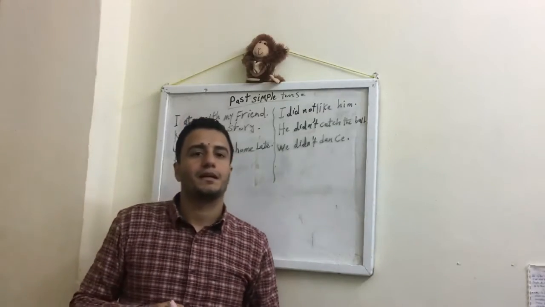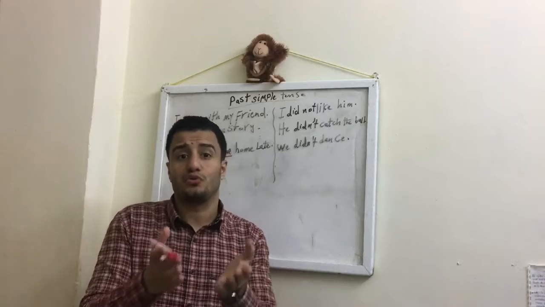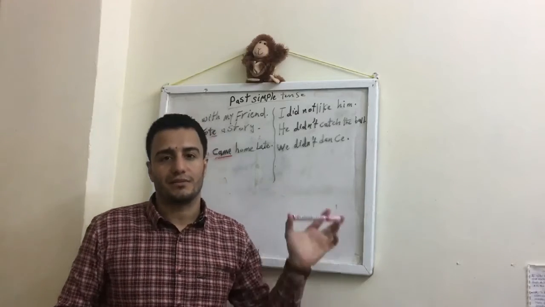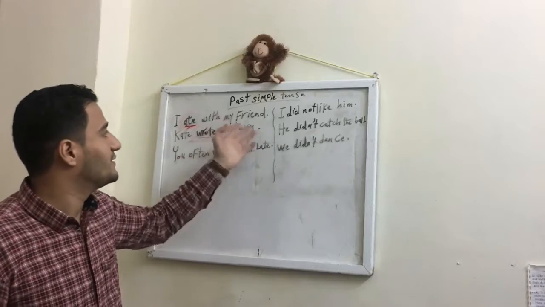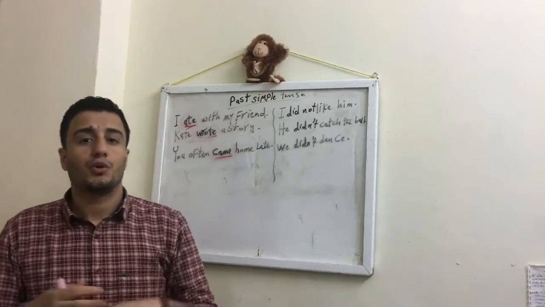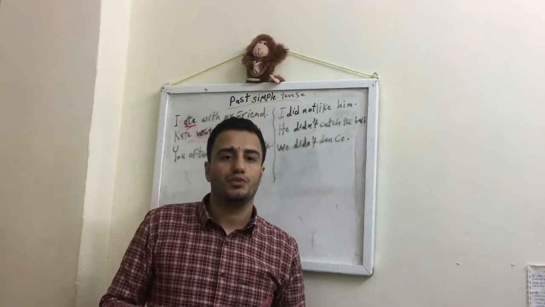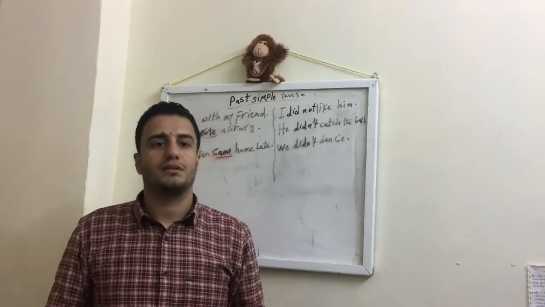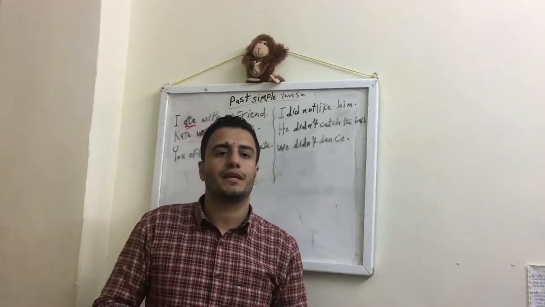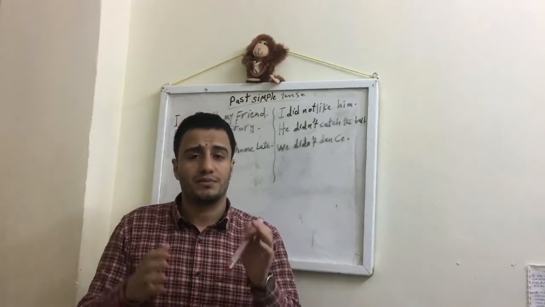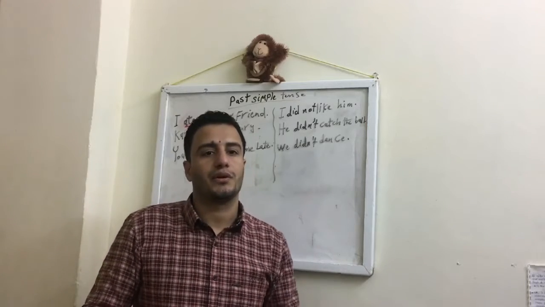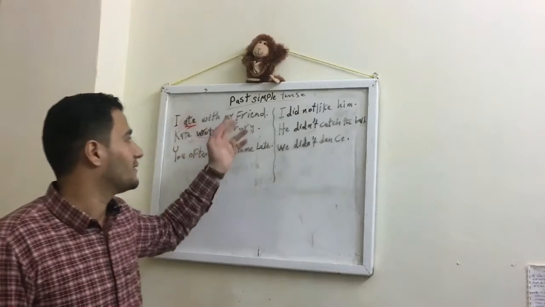Now, let's talk about how to form the negative in the past simple tense. Here are some examples. I did not like him. What we simply do is put did not after the subject and don't make any changes. We keep the verb the same, even if it's regular or irregular, okay? I did not like him.